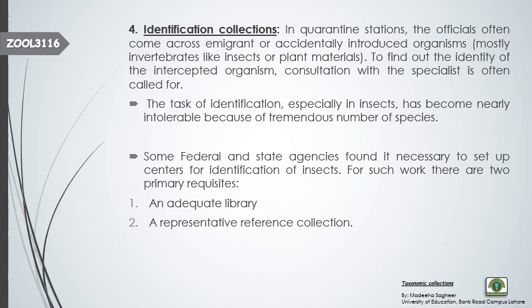So to find out their identifications, in some areas the government has made a setup for the identification of insects, and there are two necessary steps. An adequate library should be present, and a representative reference collection should be there. When there is a representative reference collection, then it is easy to identify the identification collections, meaning the newly introduced specimens.